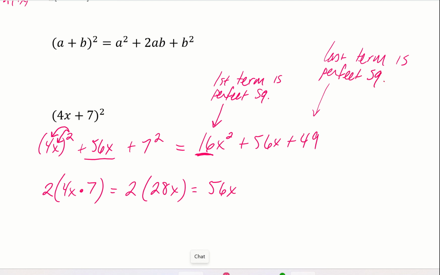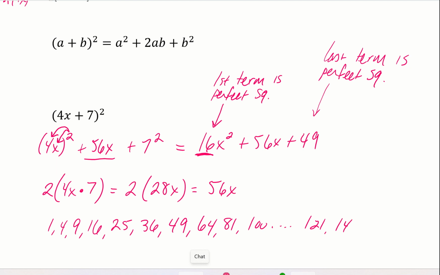And again, I'm looking for a number where if I take the square root of it, it's going to be a whole number. So I'll quickly list those for you. You have 1, 4, 9, 16, 25, 36, 49, 64, 81, 100, and so on. You have 121, 144. They're not going to go much higher than that.